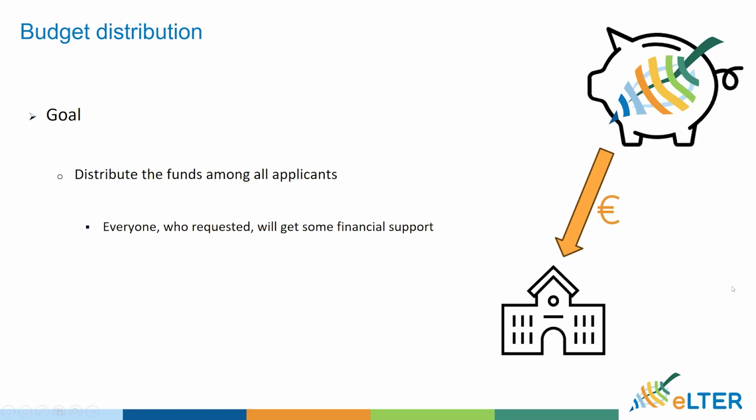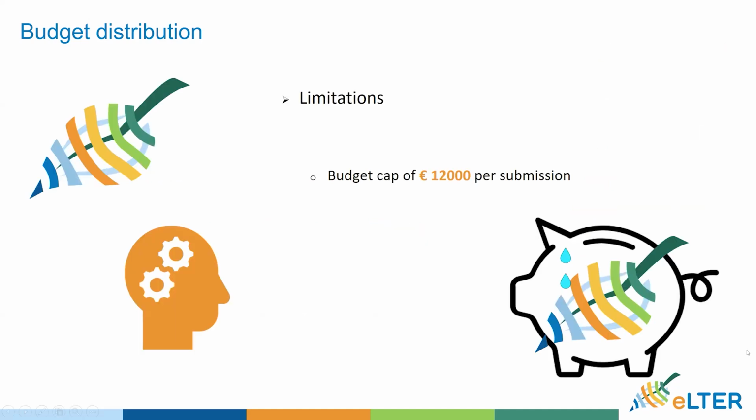Sorry, Alan. No worries. And here we have our piggy bank from eLTER. The goal is to distribute the funds among all applicants, as Holger initially mentioned. So everyone who requests money will get some financial support. This was our priority. We want to include everyone, and reward and fund the work. So you can move to the next one. But of course, we have our piggy bank sweating, as we need to make some cuts to be able to fund all these 54 applications.